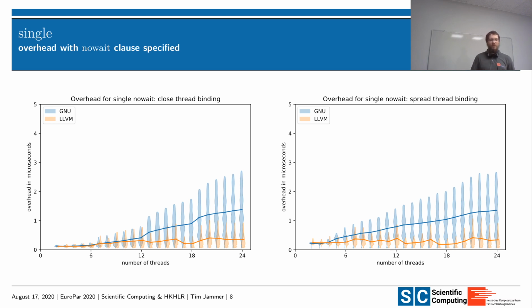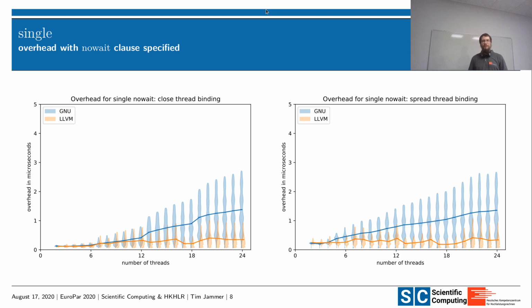So if you compare the left hand figure to the right hand figure, you see that on the left side we utilize a close thread binding, and on the right side we utilize a spread thread binding. But the general trend behind these two figures is the same. So you see that for the GNU implementation, the overhead rises quite linearly in this case, while the overhead for the LLVM implementation stays roughly the same. And this is the same for the close thread binding. But if you look very closely, here you can see at 12 or 18 threads, there is a rise in the overhead for the GNU implementation.